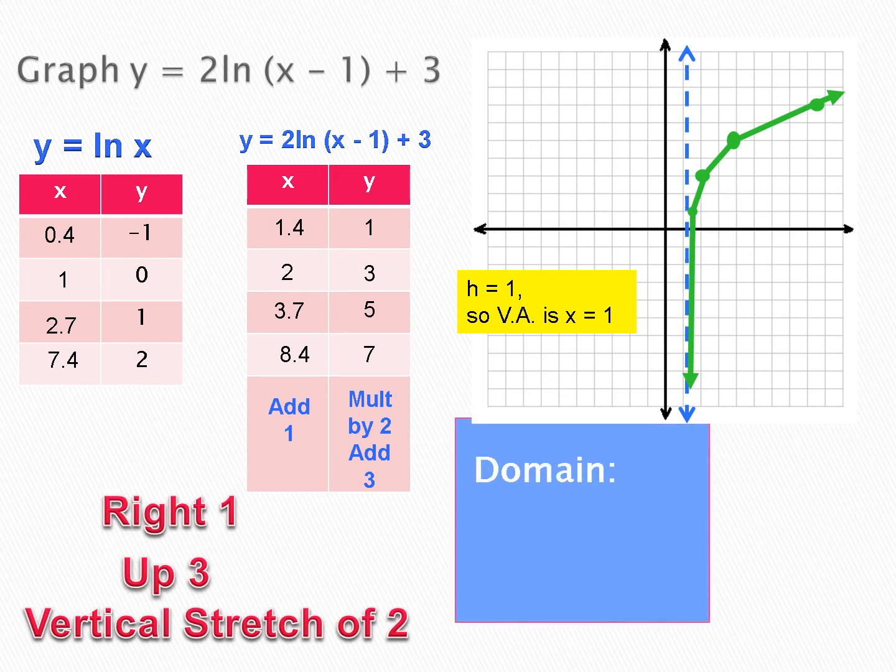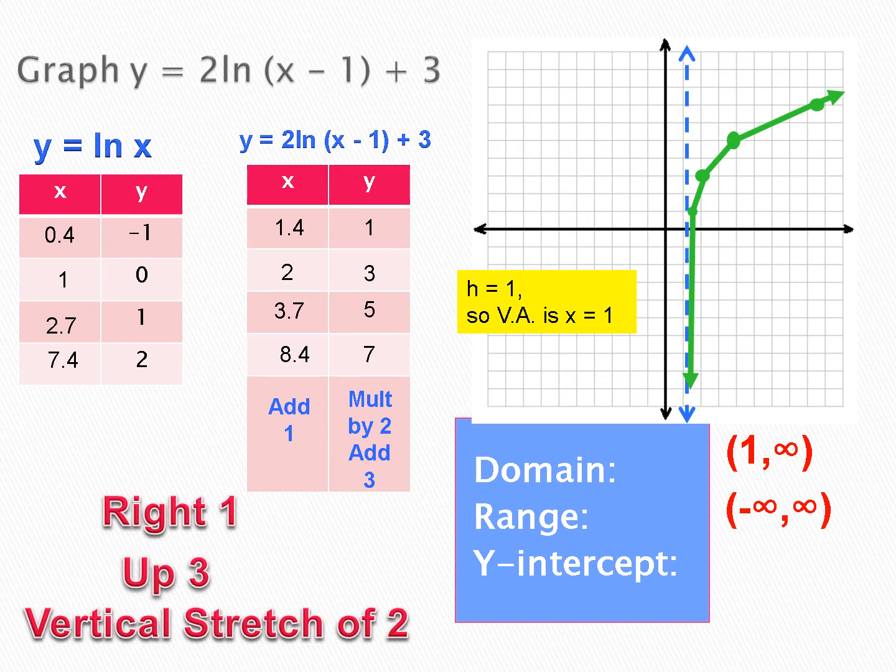Excellent. Let's talk about domain, range, y-intercept. So my domain is h to infinity, so that's going to be 1 to infinity. My range, still going to be -infinity to infinity. My y-intercept, I'm not going to have one this time because my asymptote is at x equals 1. So I'm never going to get close to that y-intercept.